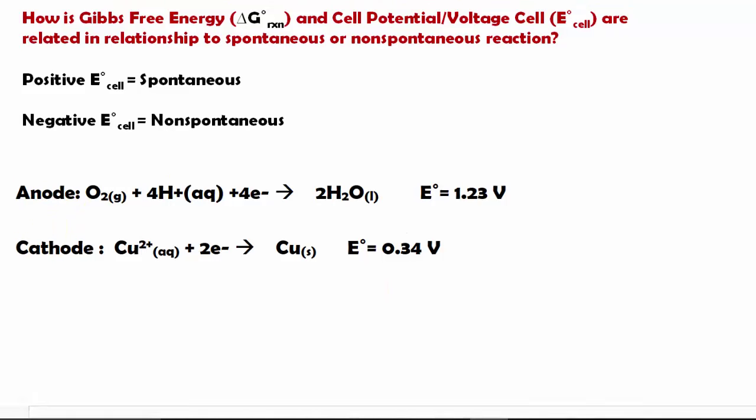In this case, I have the anode right here given in terms of reduction. So therefore, this is oxidation, so this is the opposite of it, negative 1.23 volt. And then I calculate my E cell, which is equal to oxidation plus reduction. So negative 1.23 plus 0.34. And this gives me negative 0.89.